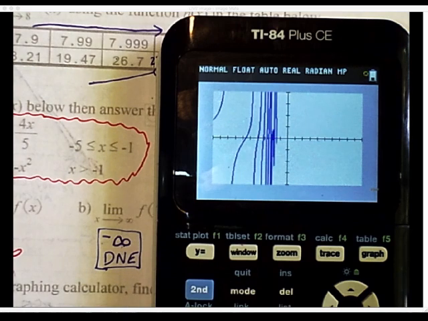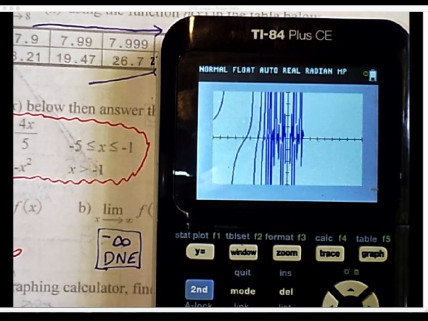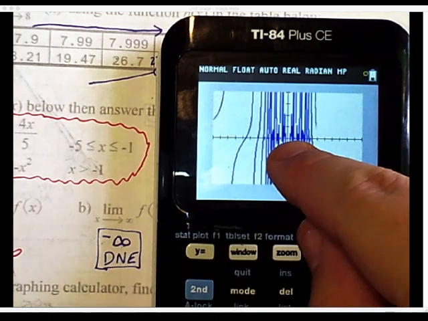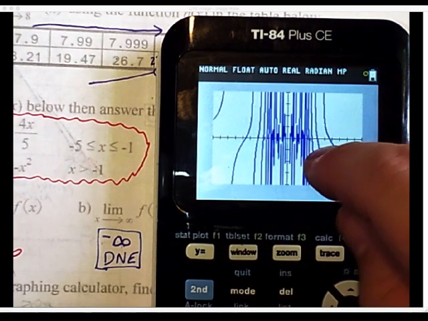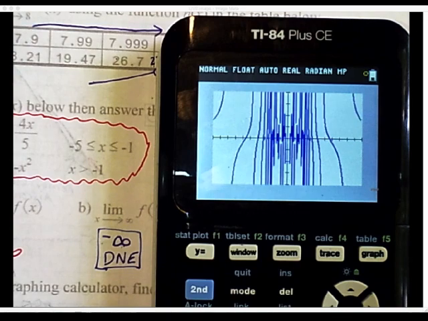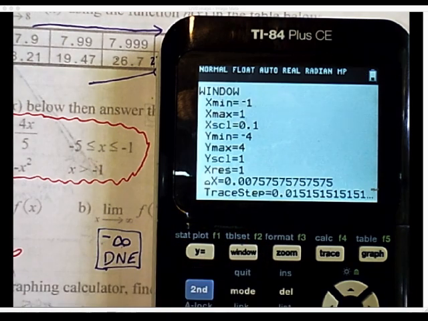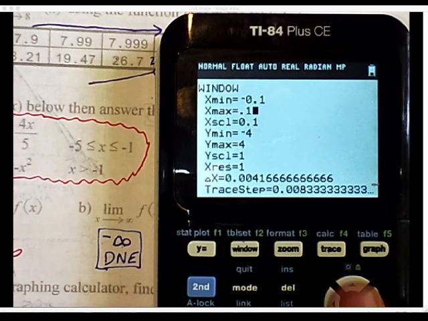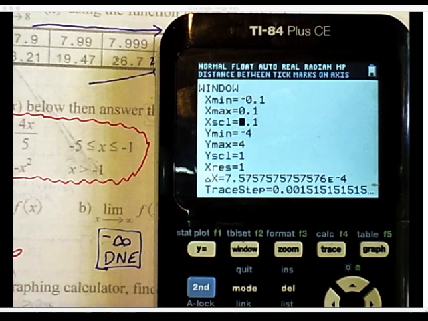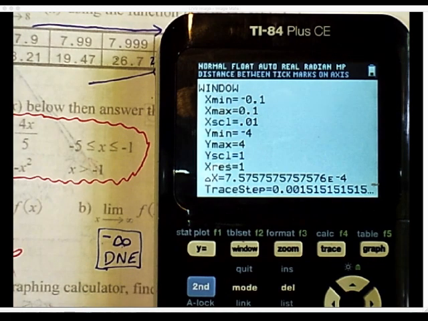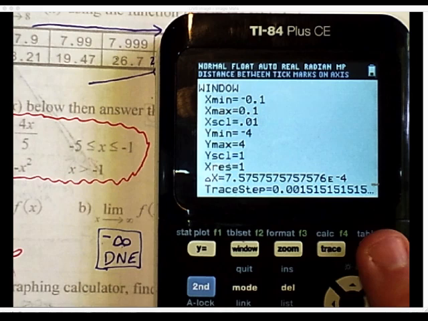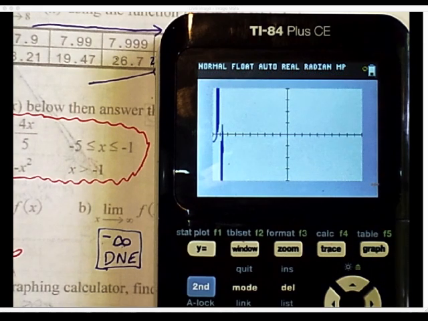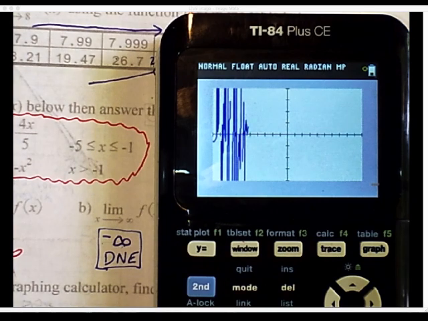Okay. You still see crazy stuff going on. I can't really tell the closer I get. It gets really crazy in there. So maybe we change our window again. Maybe instead of -1, maybe we start at -1/10 and we go to +1/10. And maybe in this case I would scale by 0.01. Same type of thing, still going crazy in between those values.